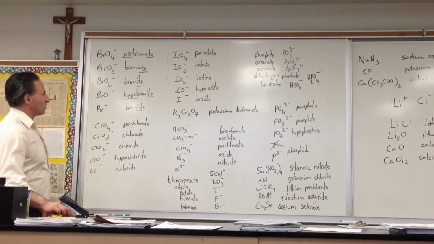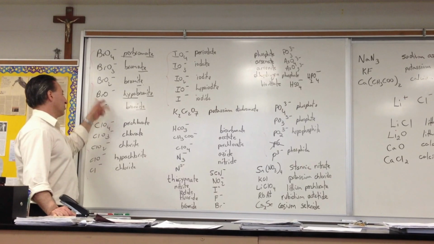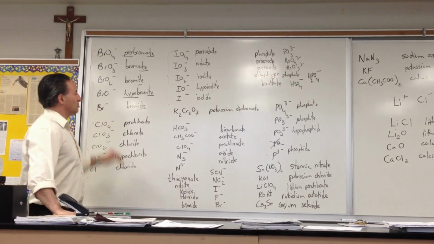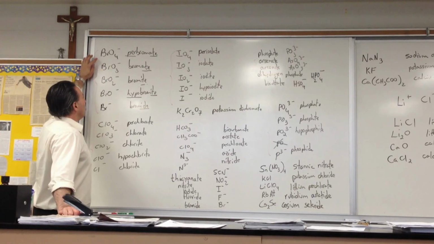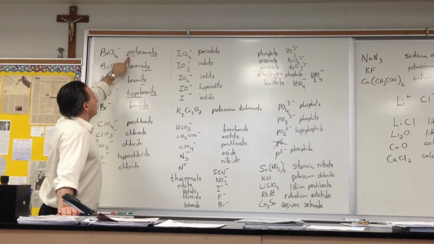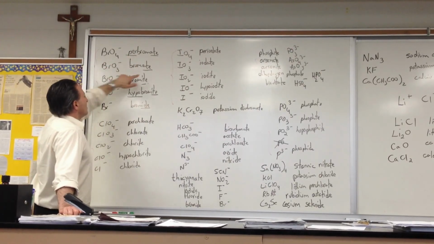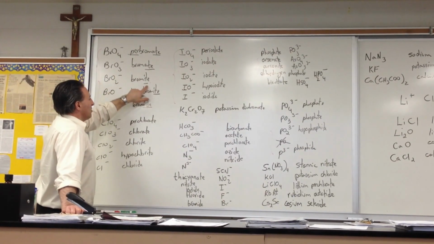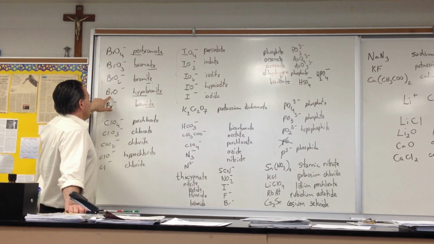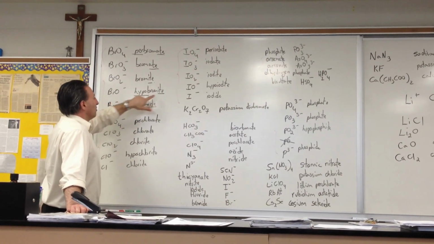Strictly speaking, they're not all polyatomic. Bromide is not polyatomic, but anyway, it's part of the series and helps us to remember it. The suffix for perbromate, per and ate, is reduced to ate if you drop one oxygen atom. If you drop another oxygen atom, it becomes ite, and if you drop yet another oxygen atom, it becomes hypo-ite.